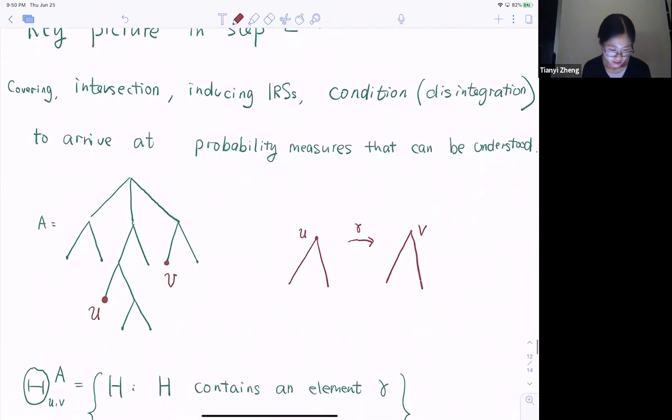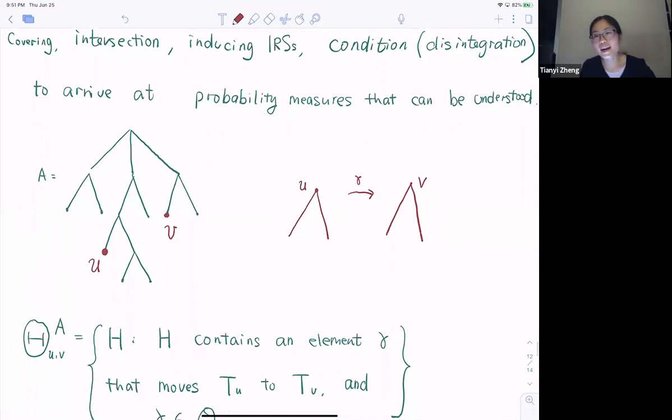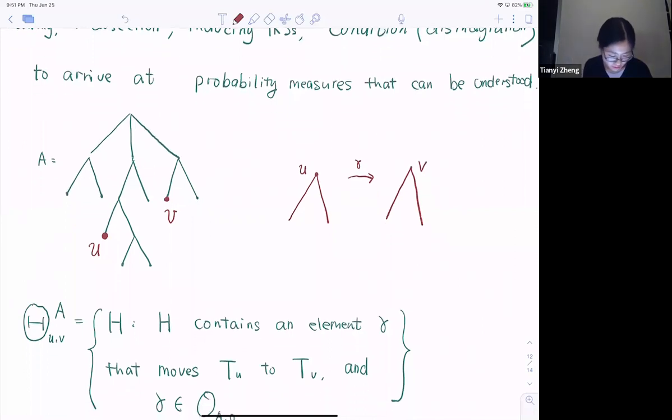So here, I'll just show you a picture. The basic idea is, we start with a measure mu, that is the invariant random subgroup, and then we want to make it easier to understand by, say, taking a covering of the space and restricting it to each piece, intersecting with subgroups, taking induced IRS, and disintegrating it over some events, and so on. All these operations you can do with a probability measure to arrive at something with the lemma that is easier to understand. This is the basic idea that is used repeatedly.